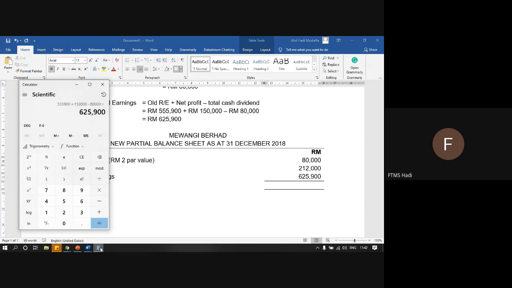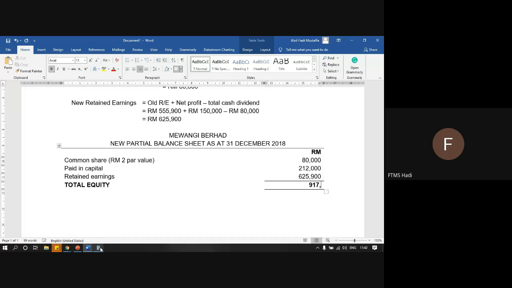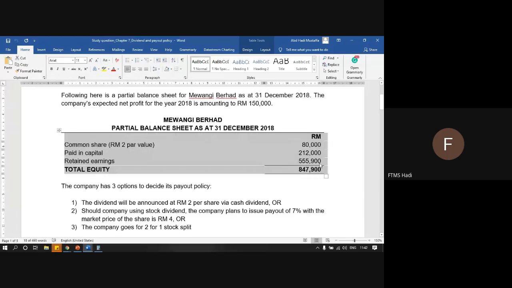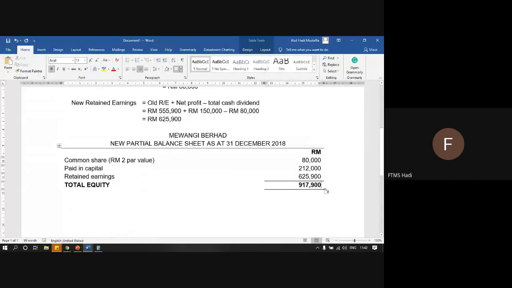Okay, so if you press the calculator, 80,000 plus 212,000 plus 625,900, the final answer will be 917,900. If you compare with the last question, 847, that means if the company issues cash dividend, the total equity increases from 847,900 to 917,900. So the effect will be an increase in retained earnings as well as an increase in total equity. Increase in this part and increase in this part.